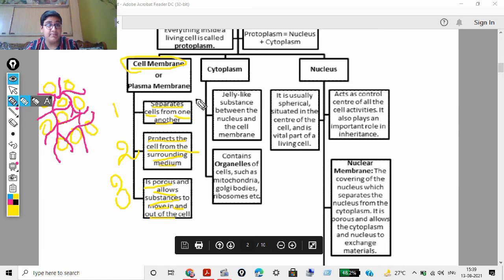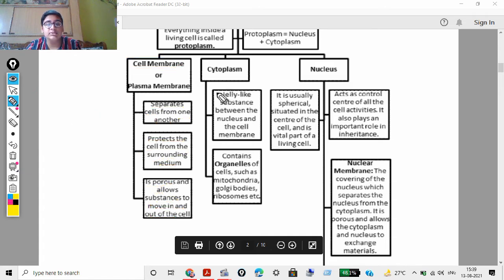Mitochondria, sorry, I said cell membrane. Now cytoplasm. We will deal with cytoplasm. Cytoplasm is a jelly-like substance between the nucleus and cell membrane. It contains organelles. The functioning of cells also depends upon organelles.